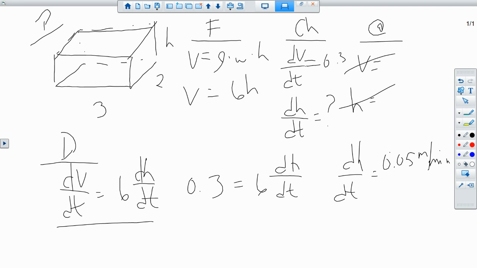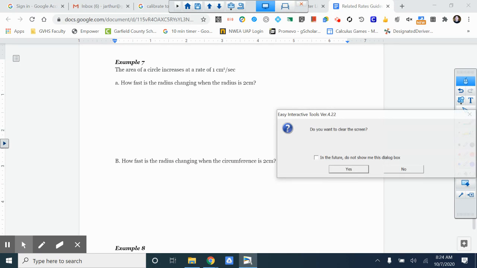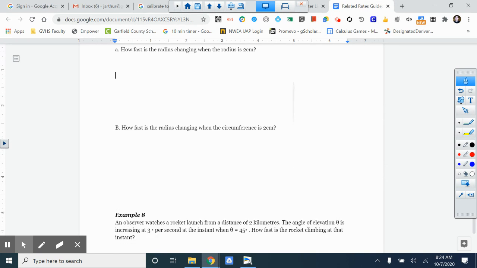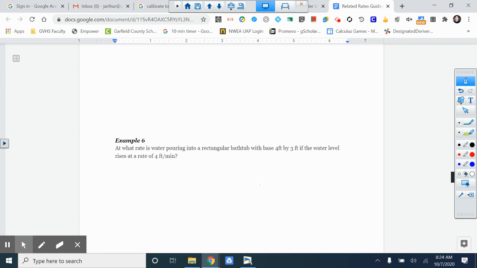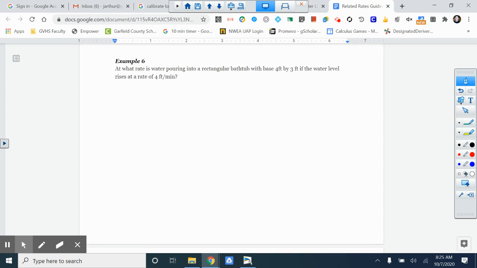All right, let's try a very similar problem. Here's a rectangular bathtub problem. Same setup and everything, really. We have dh dt now instead of dV, but that you've handled. At what rate is water pouring into a rectangular bathtub with base 4 by 3 if the water level rises at a rate of 4 feet per minute?